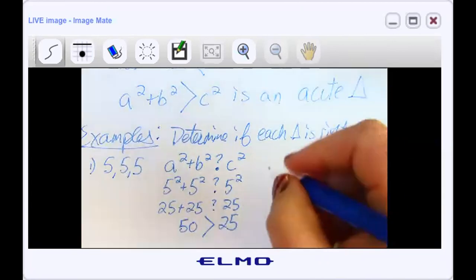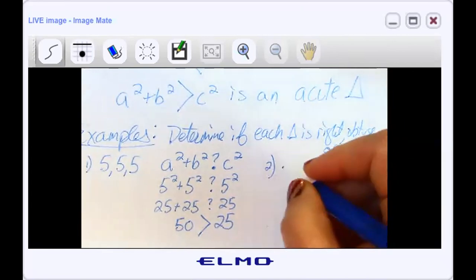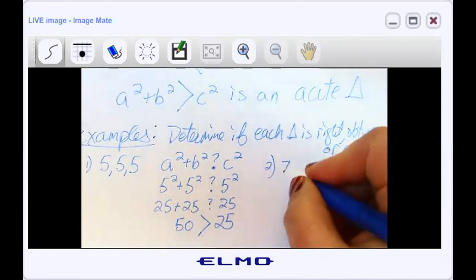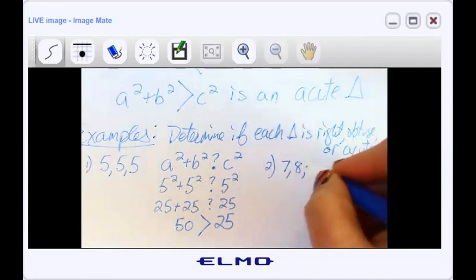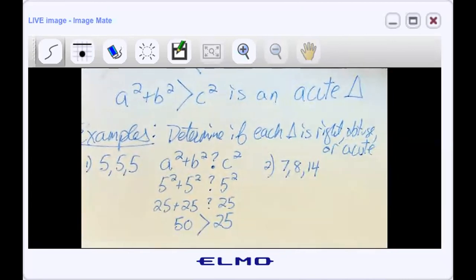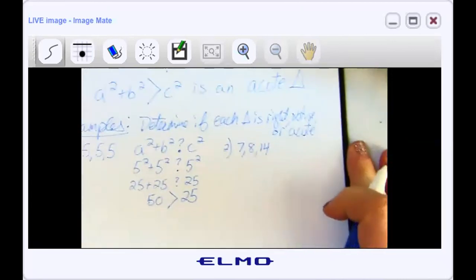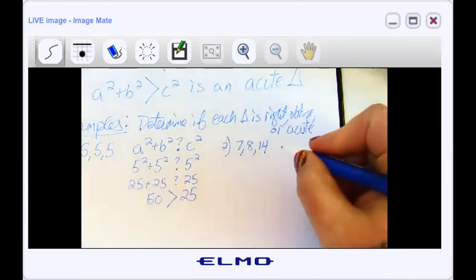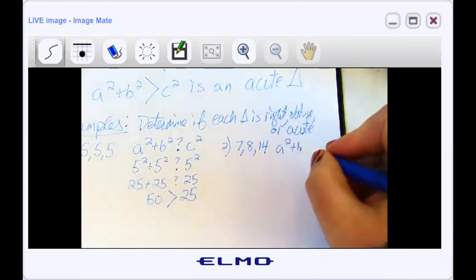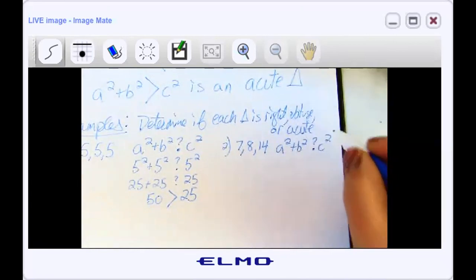Let's try another one. What if you had sides of, oh, I don't know, how about 7, 8, and 14? How will this come out? I'm going to start off by operating in the same way. I'm going to test, how does a squared plus b squared compare to c squared?